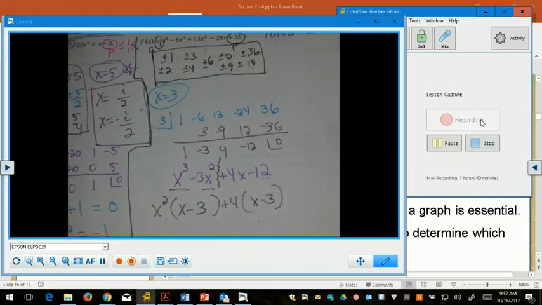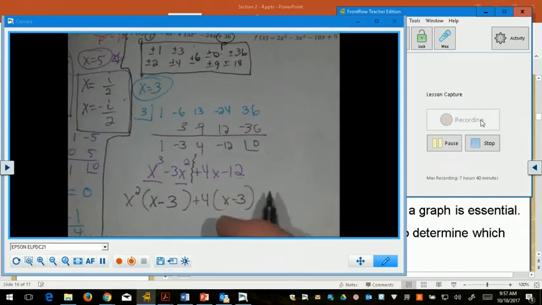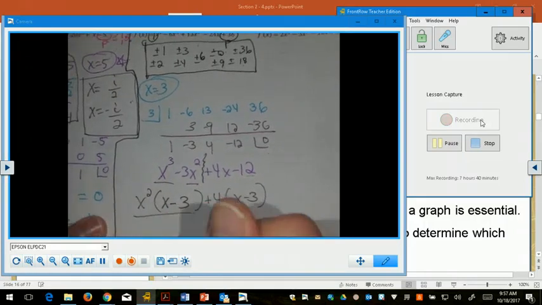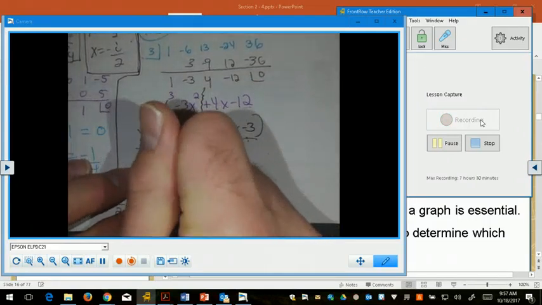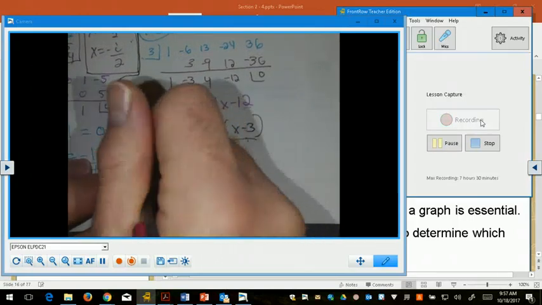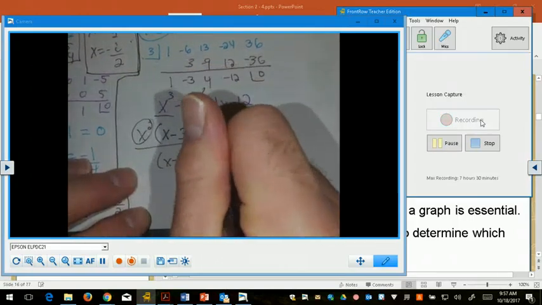If you can factor it, great. It's going to save you time. If not, then you've got to do rational root theorem again until you get it down to a quadratic. So now I have 2 terms. The greatest common factor of those 2 terms is x minus 3. So I have x minus 3 times what's left, which is x squared plus 4.